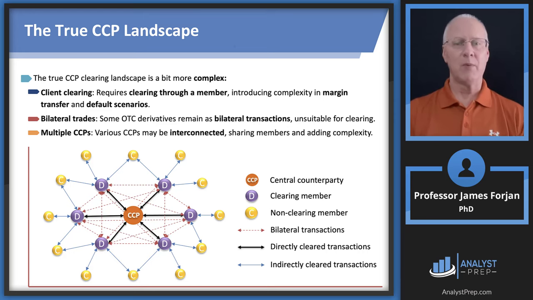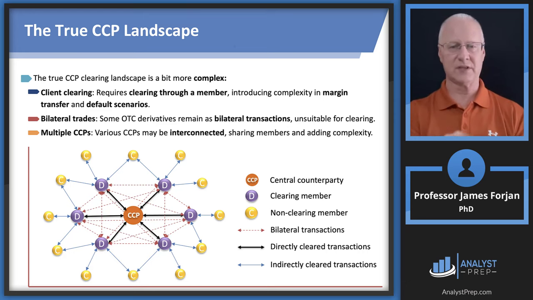That probably wouldn't get it. But what I want you to do is think about this complexification. Think about the six Ds, the six clearing members there as regions of the United States. Now, we don't really need to think about these as regions, but it really helps.